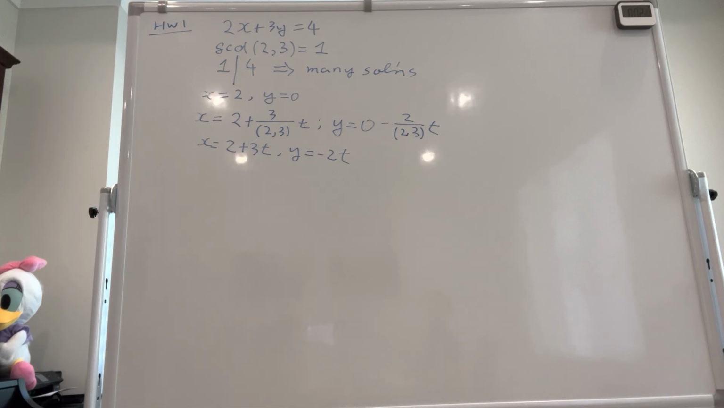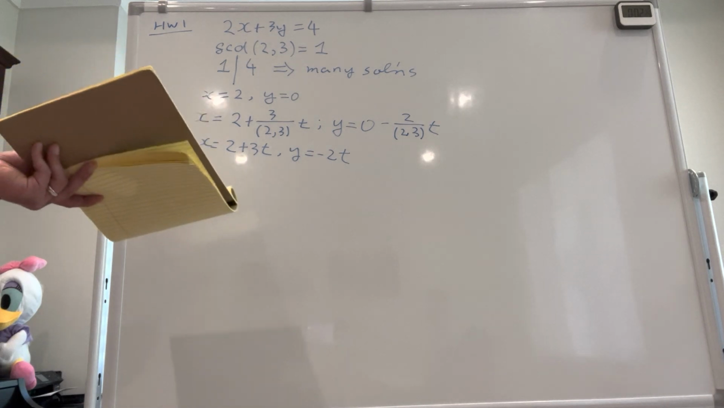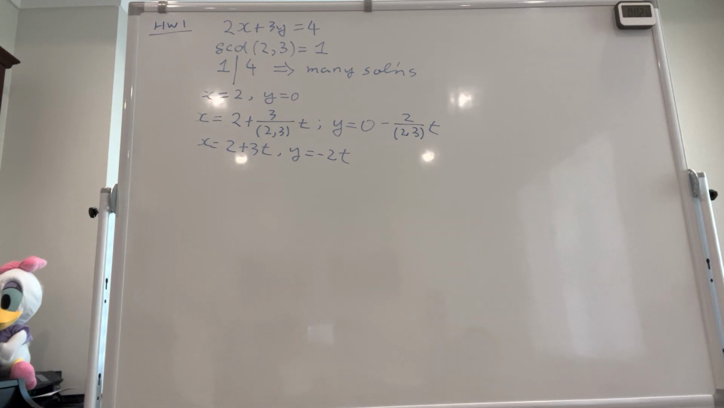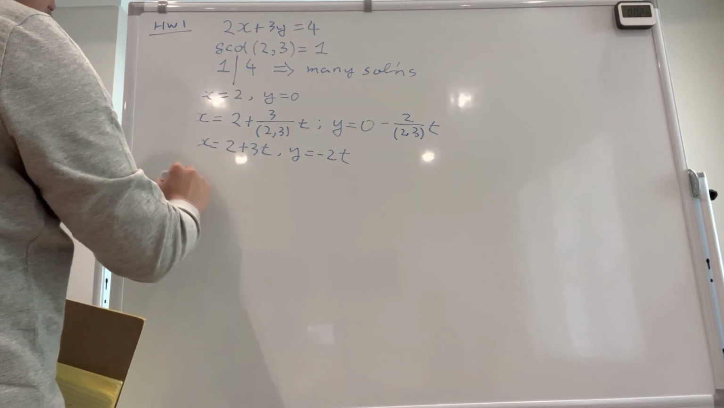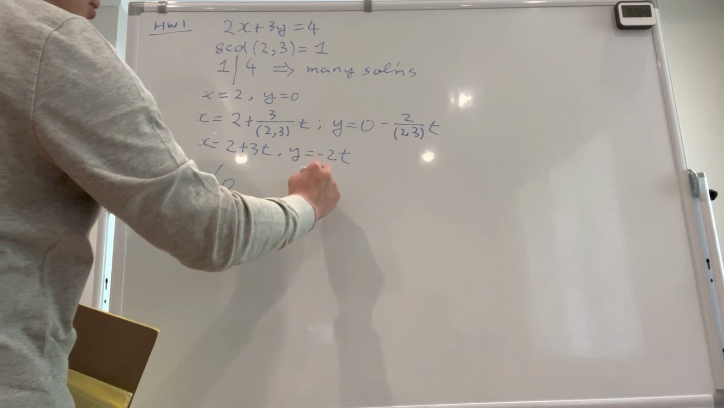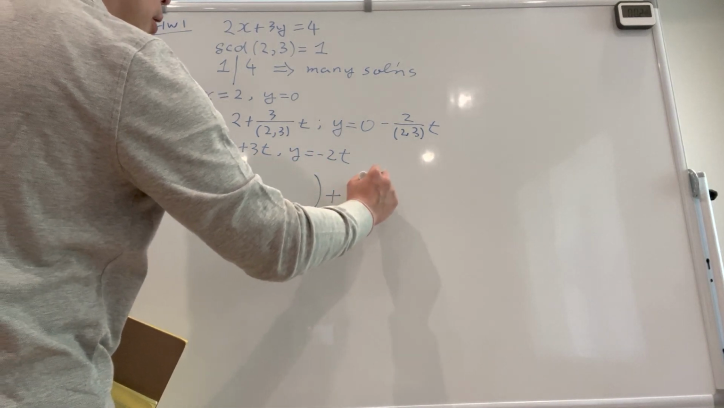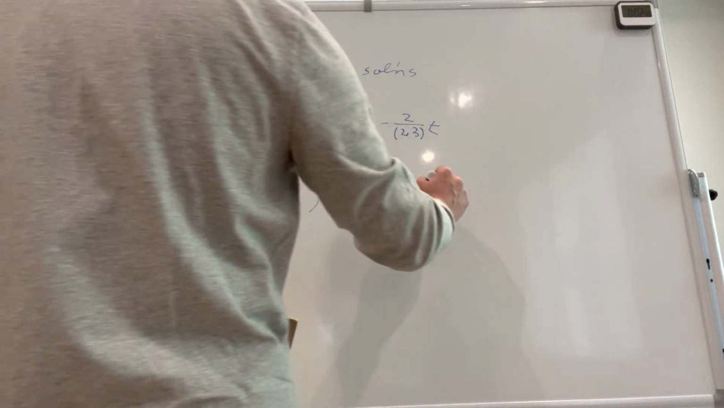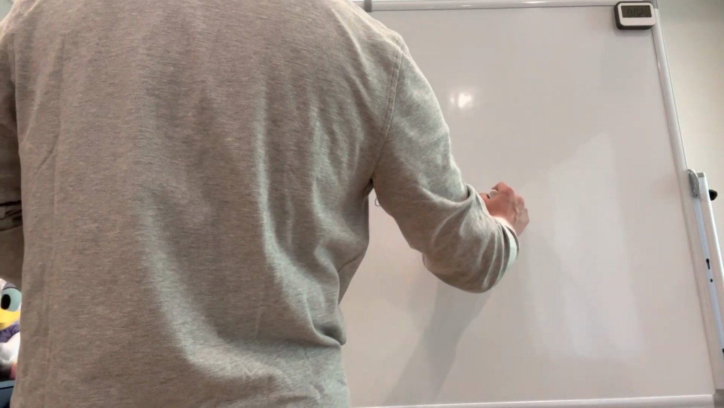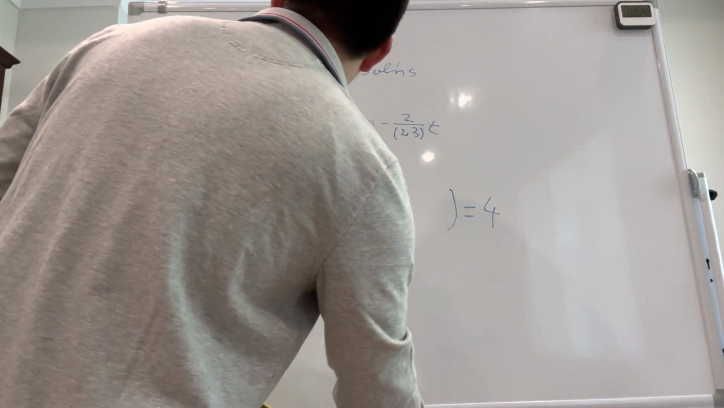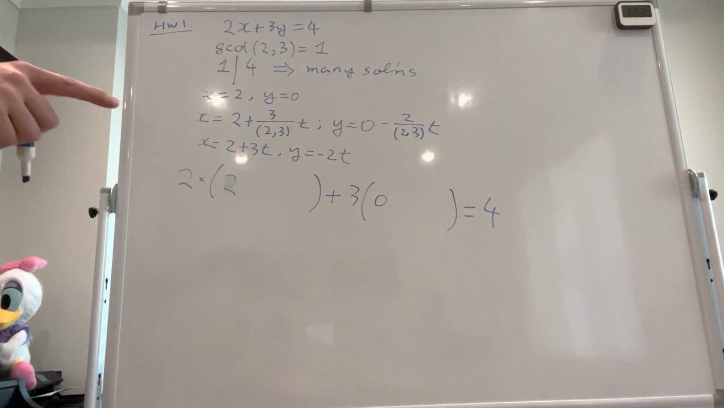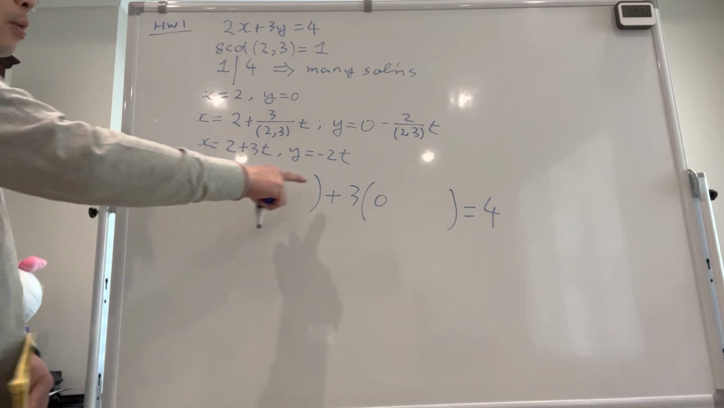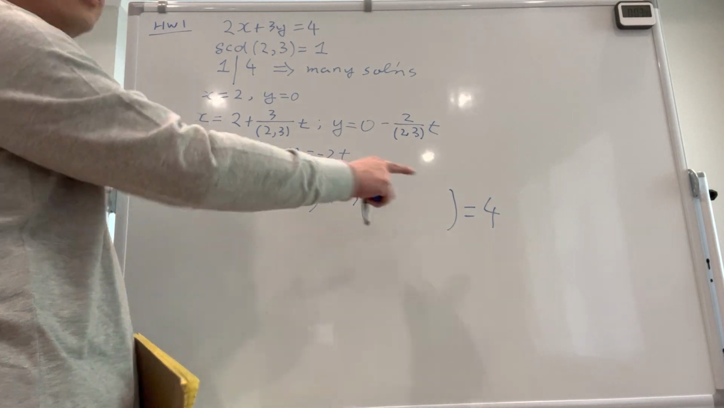Now, what I want to go through is why this solves the equation, not what the solution is. If you put 2 and 0 back into the equation, x is equal to 2. That is why it solves the equation: 2 times 2 is equal to 4, 3 times 0 is 0, so 4 is equal to 4.